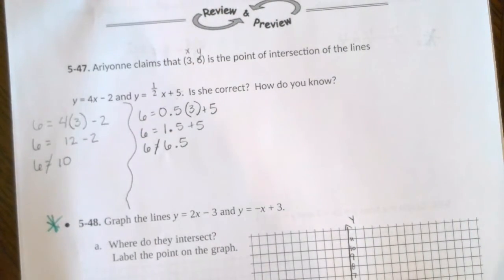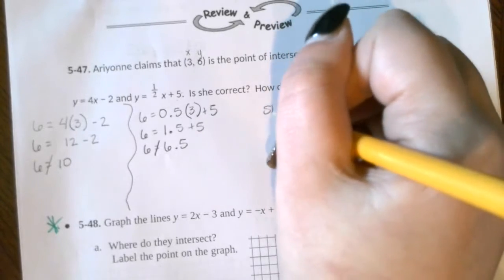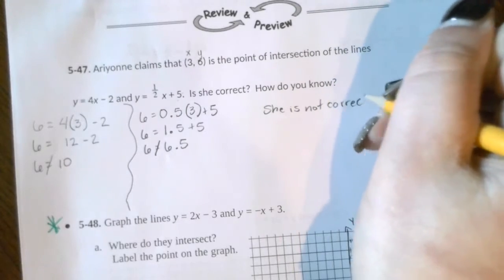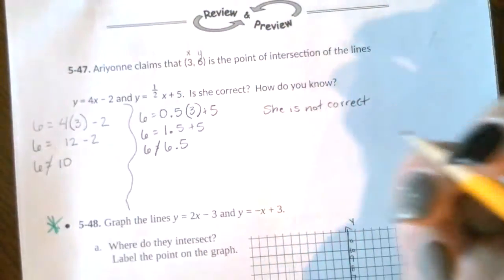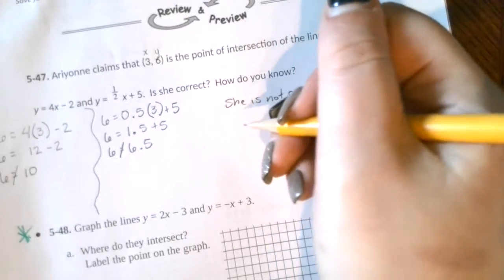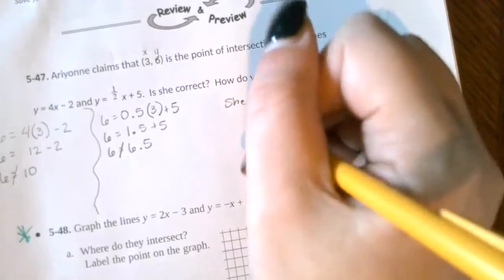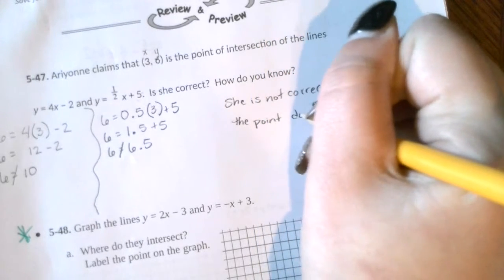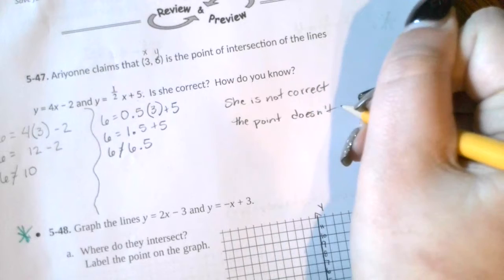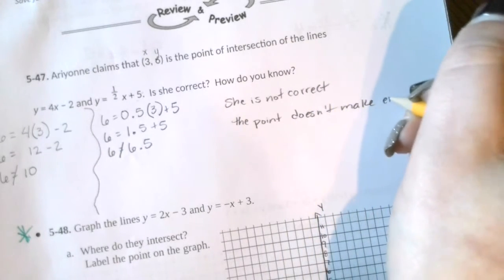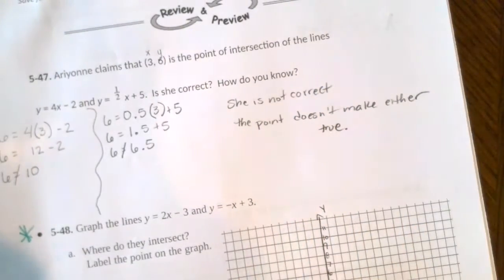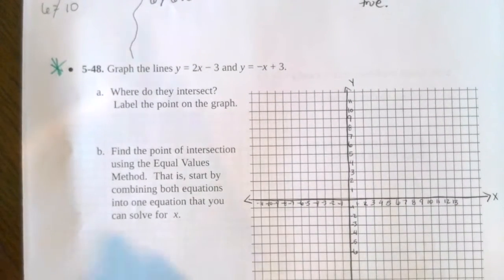So is she correct? Unfortunately, she is not. She is not correct. If she was, these two would be equal, and they're not. The point doesn't make either true. Okay. All right, so that's how we know. Next problem here, we have 5-48.